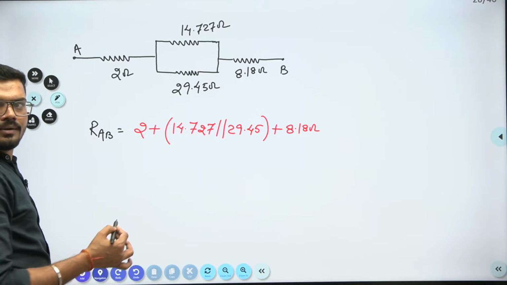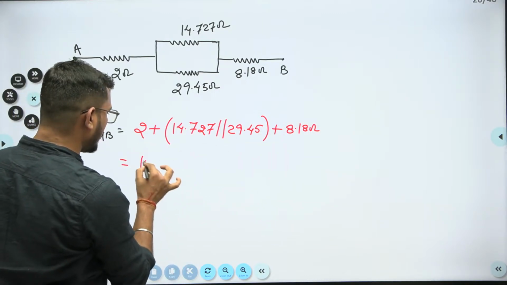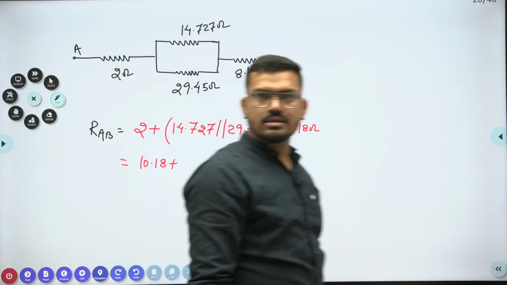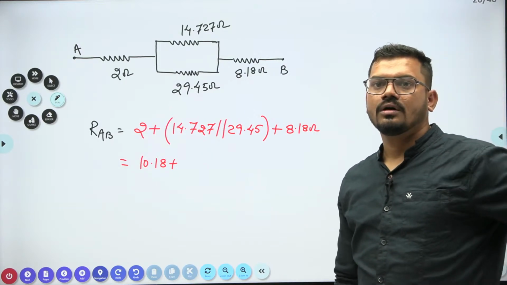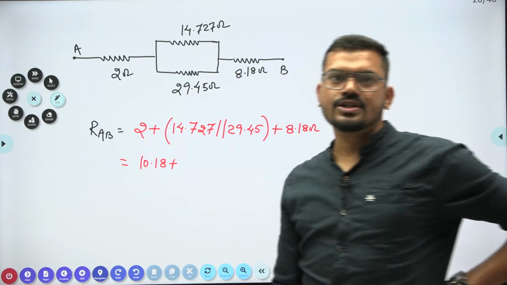So this is 20.56. So let us see. So this is 10.18. And what is the value of this, guys? What is the value of this? R equivalent is 20. Very good, Rupesh. Very good. Ankit, no, it's not 50. Just check your calculation. Okay.